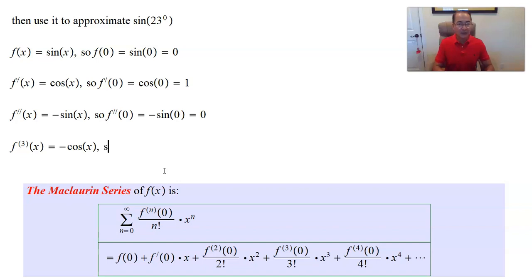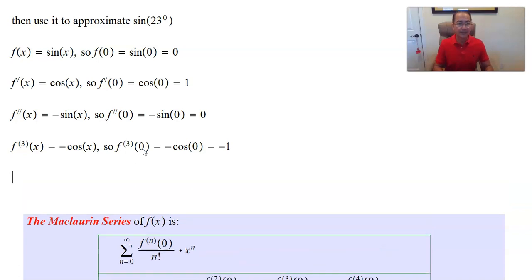And so the third derivative evaluated at 0 is negative cosine of 0. Cosine of 0 is 1. So we get negative 1. Okay. So next we need the fourth derivative.